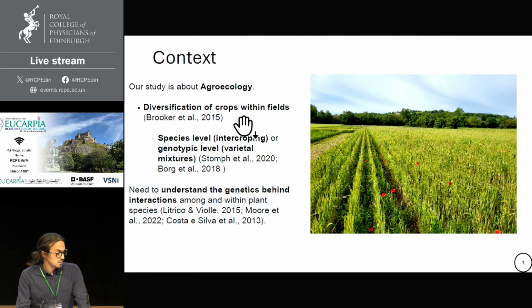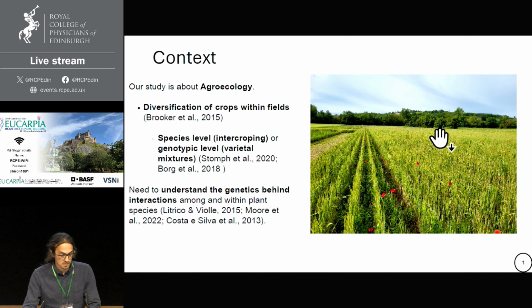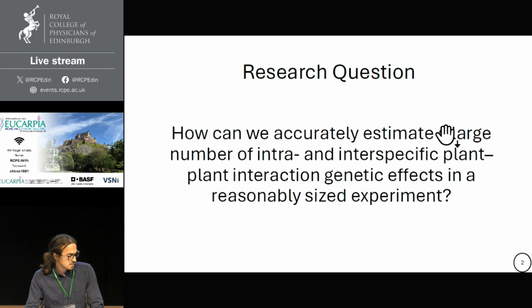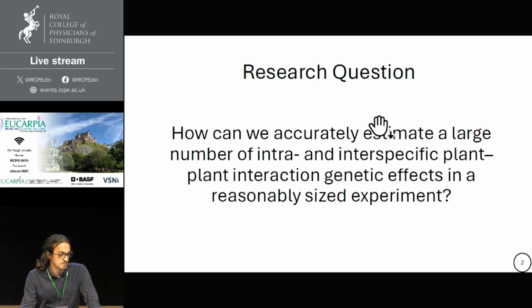And we are focusing here on the species level, so intercropping, but also on the genotypic level, varietal mixture, at the same time. So in our study, we really want to understand a little bit more of the genetics behind interactions among and within plants. So our research question is how can we accurately estimate a large number of intraspecific and interspecific plant-plant interaction genetic effects in a reasonably sized experiment? Because, as previously shown, the combinatorial explosion is a major problem in that field.